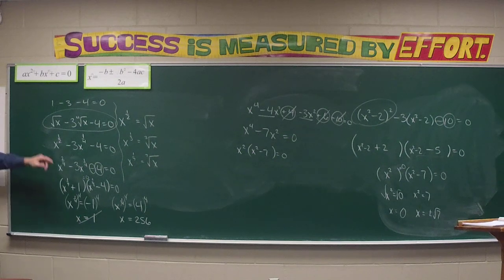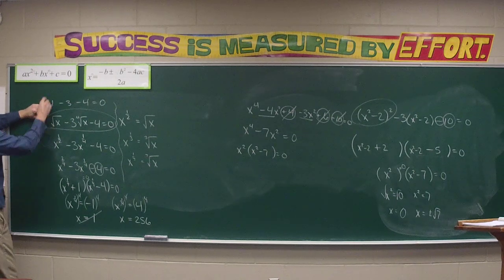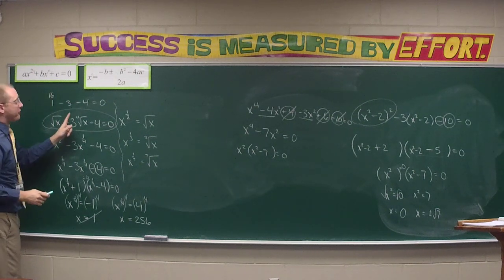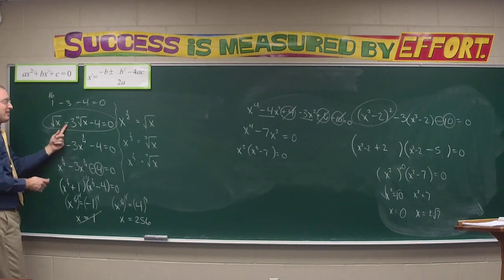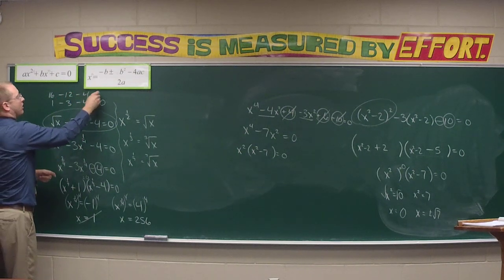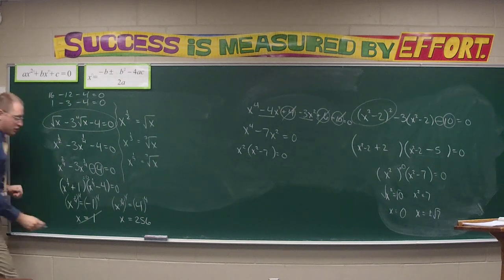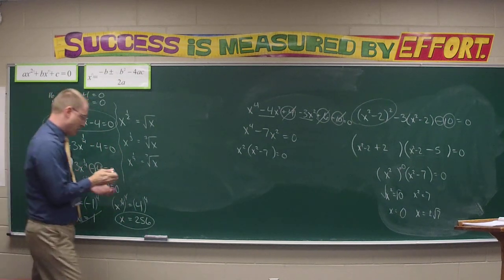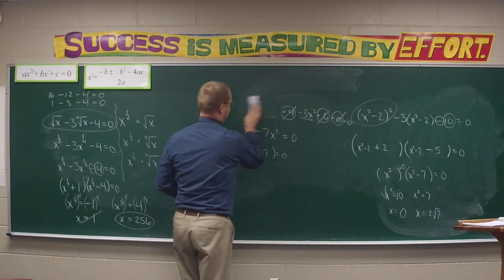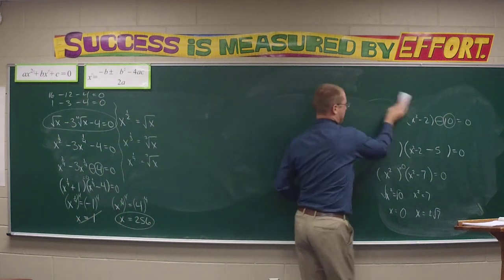Ooh, okay. Extraneous. Let's try the 256. What's the square root of 256? 16. We memorized this one a while ago. What's the fourth root of 256? 4. We memorized that as well. Times negative 3. Yes. That one checks out. There's my answer.